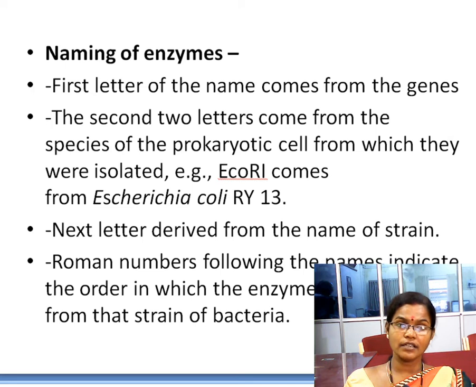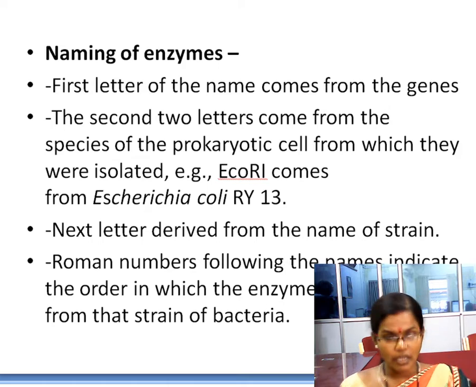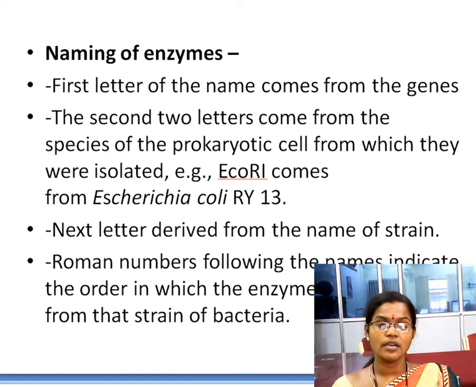Then the second two letters come from the species of the prokaryotic cell from which they are isolated. Since they are prokaryotic organisms, they can be isolated from a particular organism. For example, EcoR1 is an enzyme extracted from the E. coli bacteria. That is the second step.